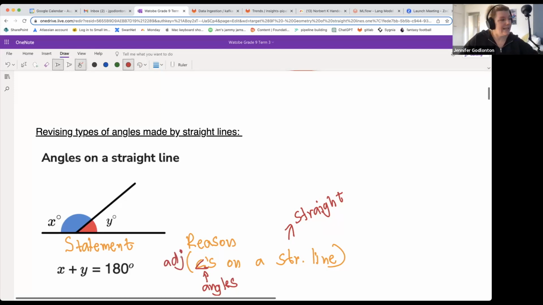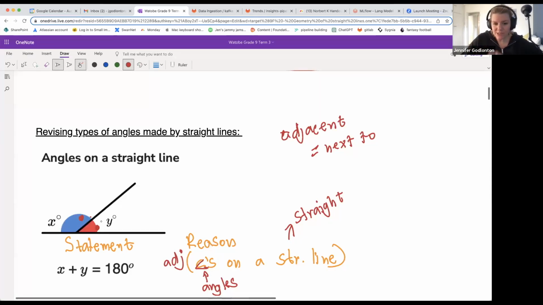And some of your teachers might actually want you to write adjacent angles on a straight line. Can someone in the chat tell me what adjacent means? Tell me sort of like a much easier word than adjacent, because adjacent can be confusing. What is adjacent? Yes, beautiful, Oliver, exactly, next to. So adjacent just means next to.